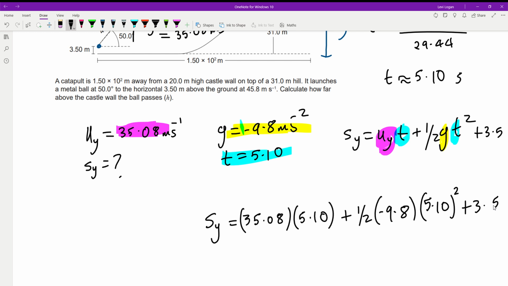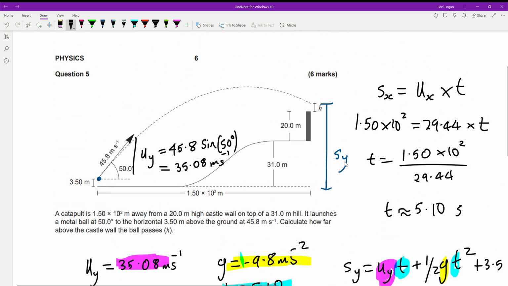Now, once you do that, you're hopefully going to get a number about, what did I work out before? 55.107 meters, okay? So that is that physical distance there. This is 55.107 meters, that blue distance there, okay?